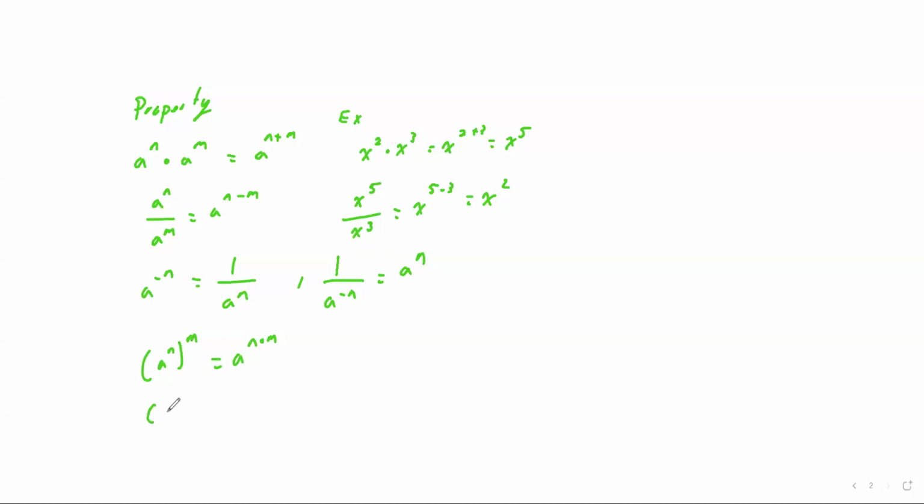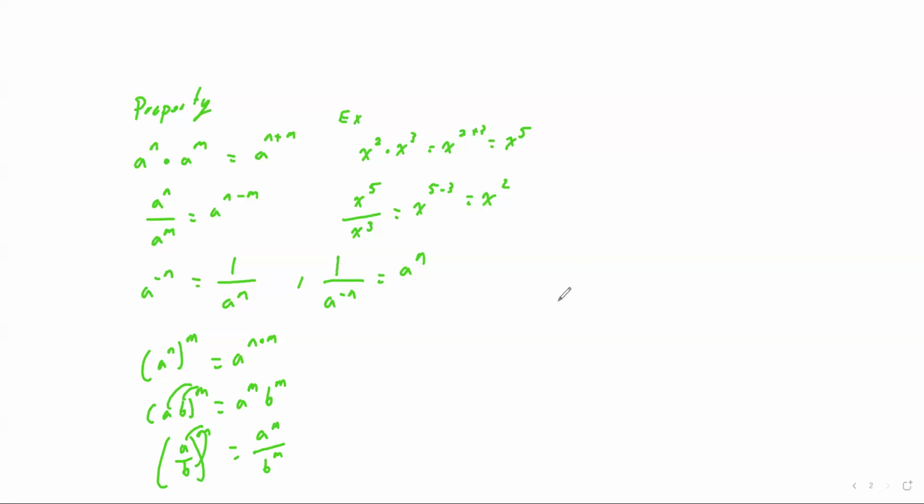Same process works when you are distributing. It would go to every single factor inside the term. So that'd be a to the m and b to the m. Same thing applies in division. So this would be a to the m over b to the m.